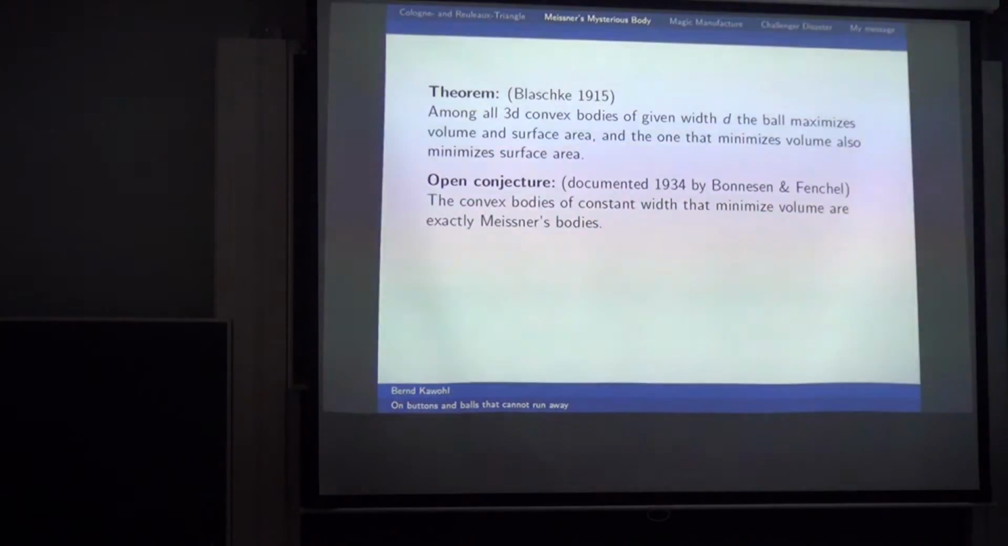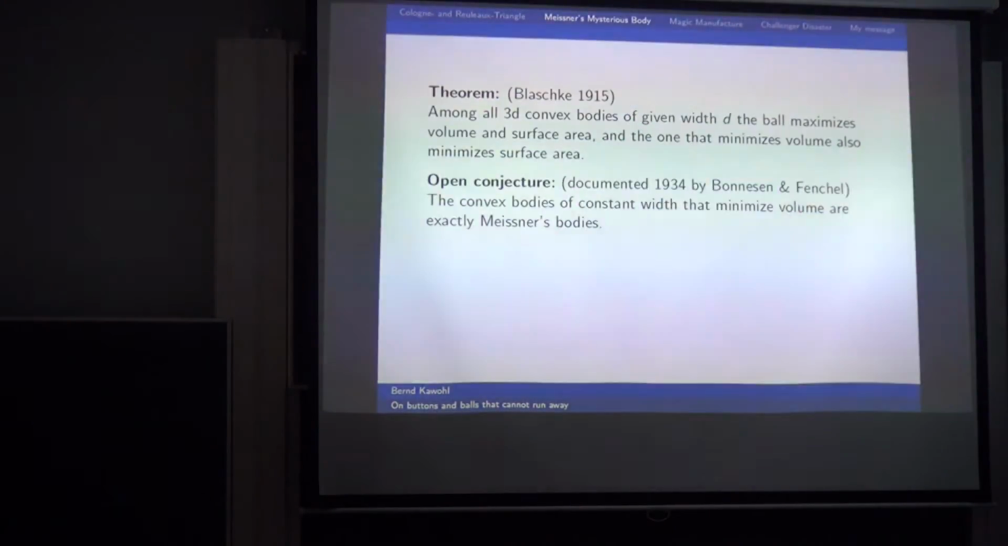And it's natural to ask, well, what is the body that minimizes volume, given the width, or that minimizes the surface area? And this body is supposed to be Meissner's body, and the first time that this was written down as a conjecture is in the book of Bonnesen and Fenchel. But the conjecture, I think, has been around earlier than that.